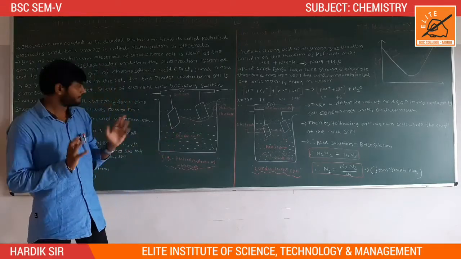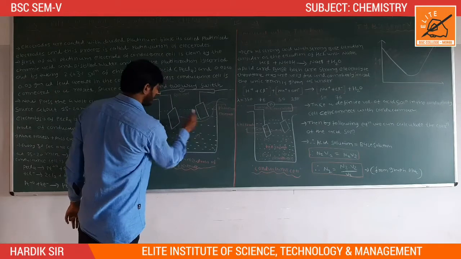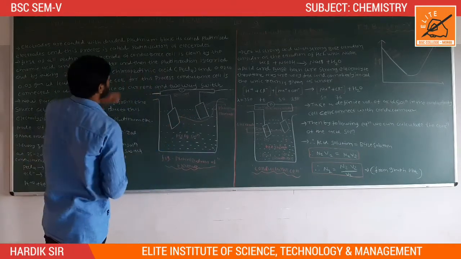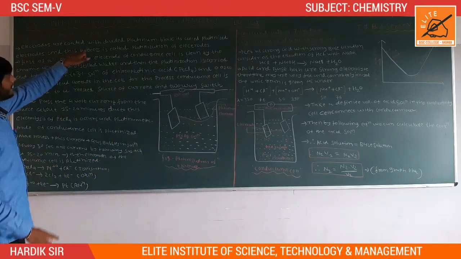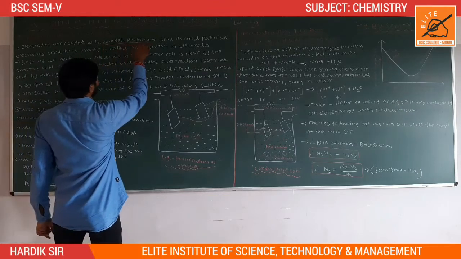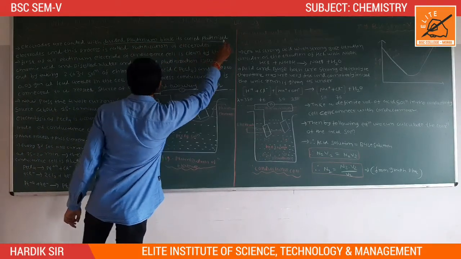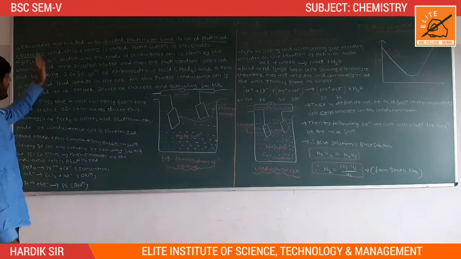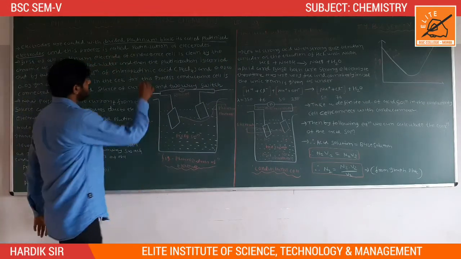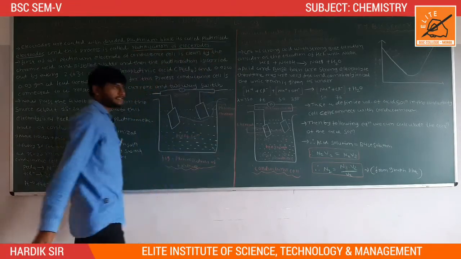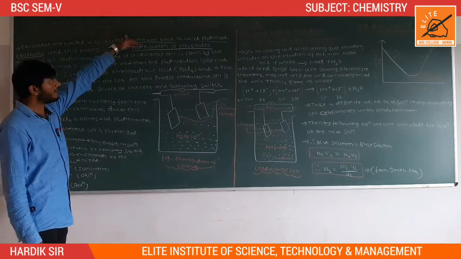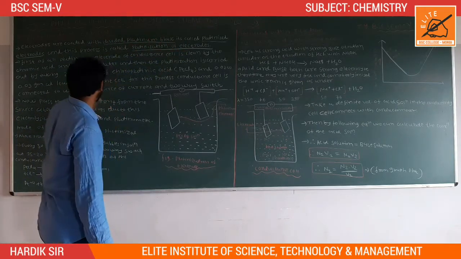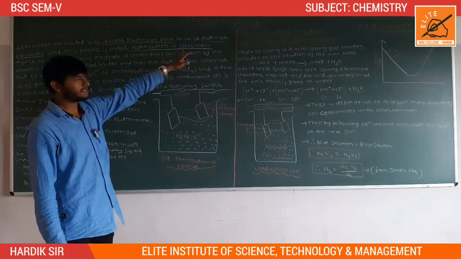See the figure or imagine the figure. Both are platinum electrodes and they are coated with platinum black. The electrodes are coated with divided platinum black, so they are called platinized electrodes, and this process is called platinization of electrodes. This is the definition of platinization of electrodes.